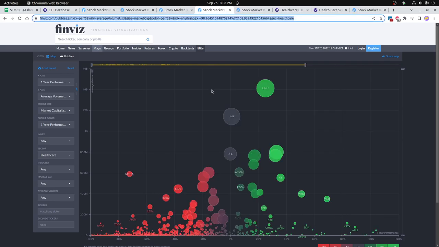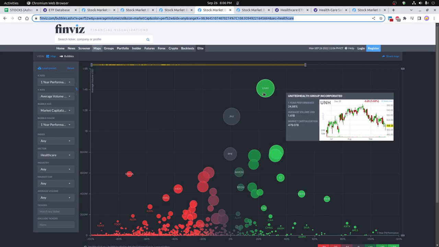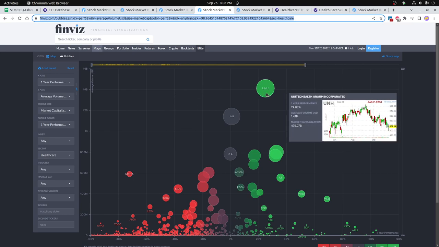So before we get into all the ETF details, I wanted to take a look at a couple of these charts just so we can see some of the companies that are involved in these ETFs. So here you see another graph showing the one-year performance. If you're on the right in green, that means you did well. And this is the average volume traded. So the higher up here, the more trades there are in the stock market.